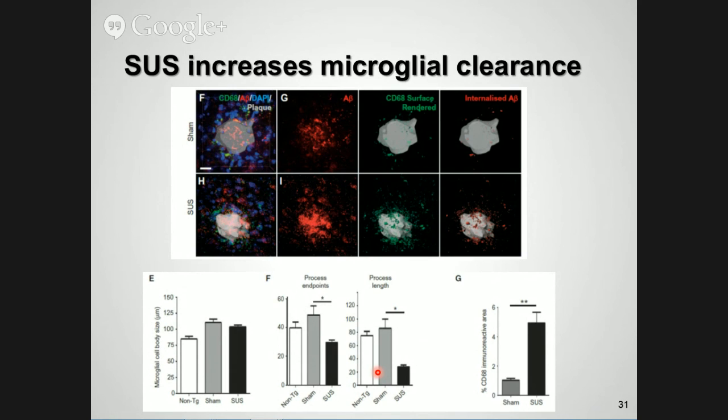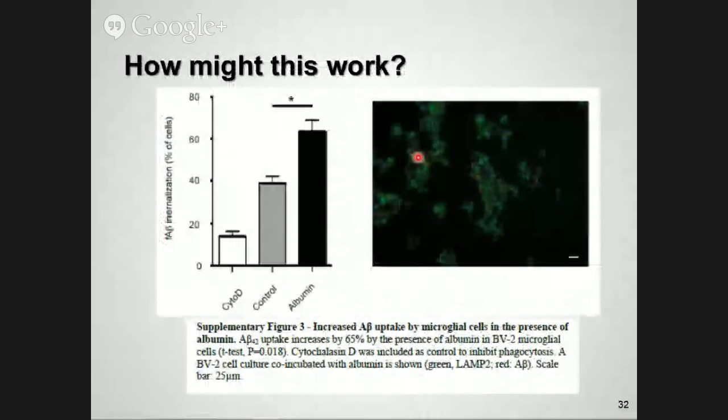You're more motile. And in addition to that, again, we won't worry about the details up here at the top in too much detail, but you can actually go in and show that following SUS that you can see more internalization into the microglia of the beta amyloid. So they're not only more efficient, they are also internalizing much more of the beta amyloid after the scanning electron microscopy.